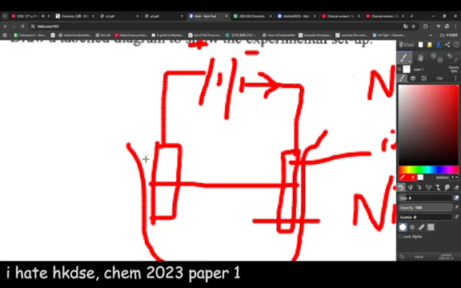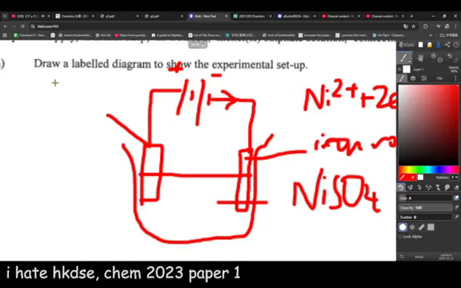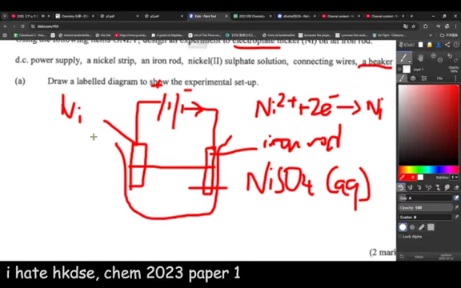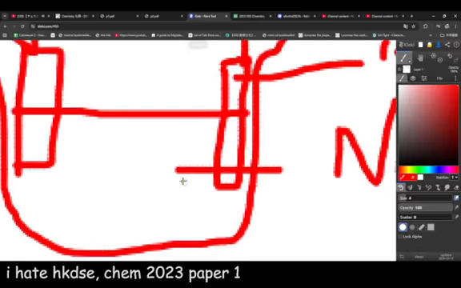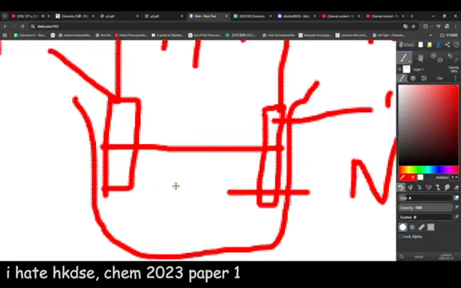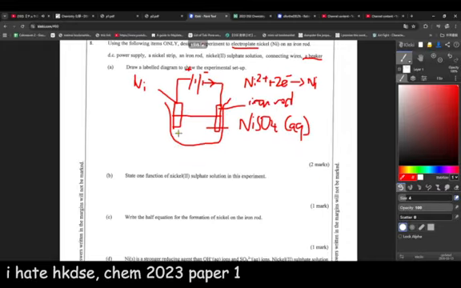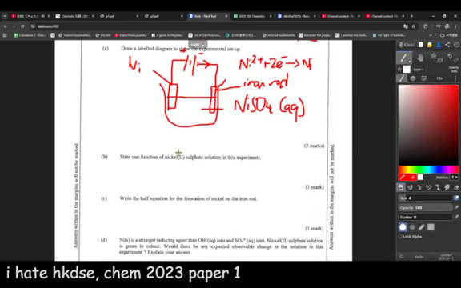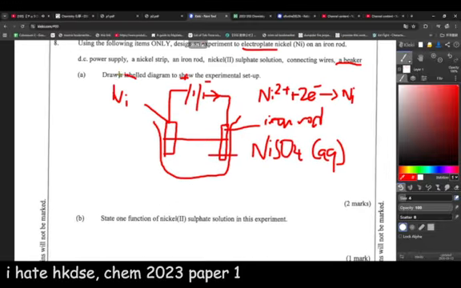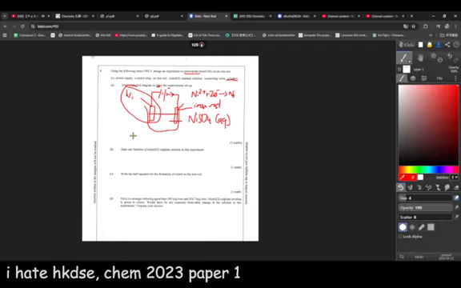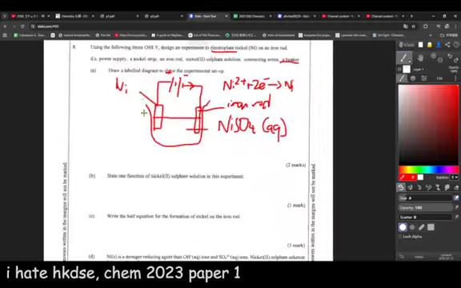That means that this is the anode. And since this is the anode, this should melt. This should dissolve into the solution. Let's see if we're missing anything. DC power supply, nickel strip, iron rod, sulfate solution, wire. There we go. Well, you don't really need to account for what goes on here, but just keep in mind that this is the anode.